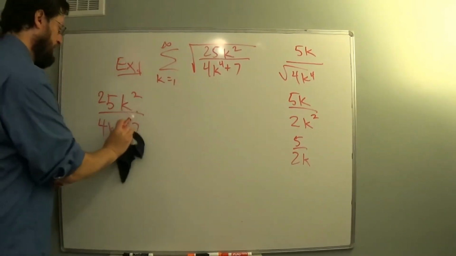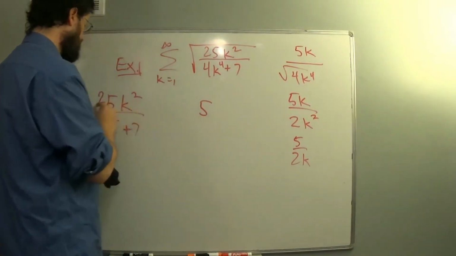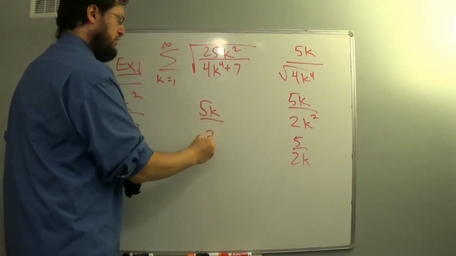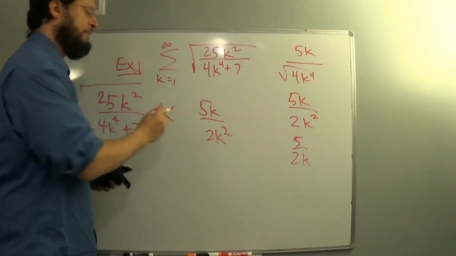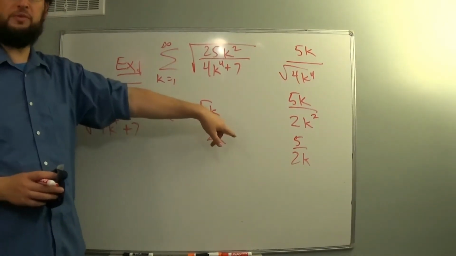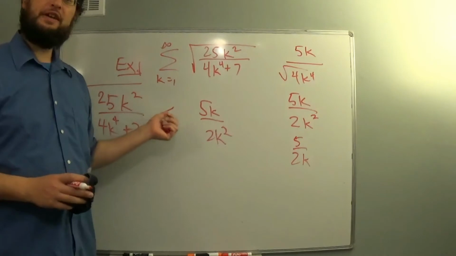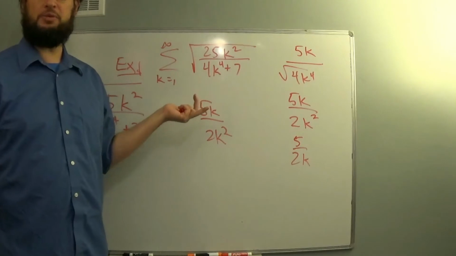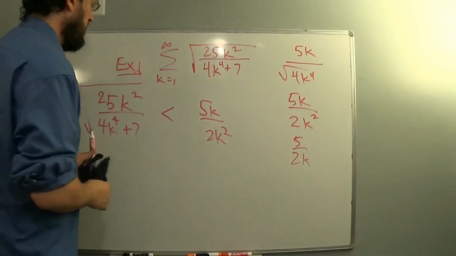since I've added, I'm trying to compare this to 5k over 2k squared. The problem is that I've added in the denominator. If I add in the denominator, that means that I'm actually decreasing the value. So the terms here are smaller than the terms here. This one goes to infinity. It diverges. If it's less than infinity, I can't say what's happening. I can't immediately say that it's a finite number or an infinite number, because either of them could be less than infinity. So we have to do a little bit more work in this case.